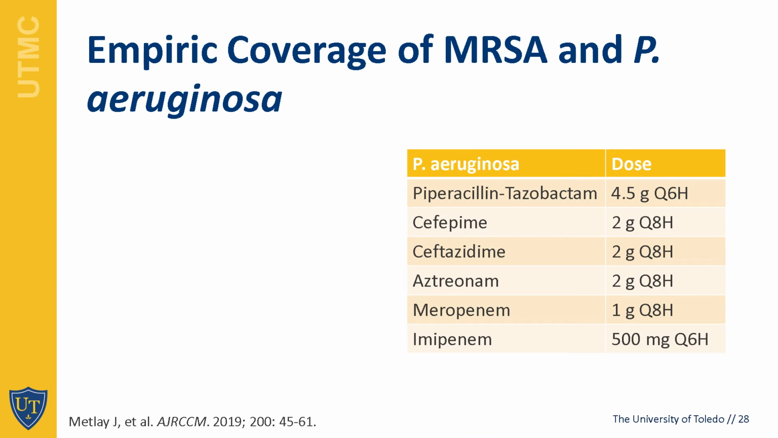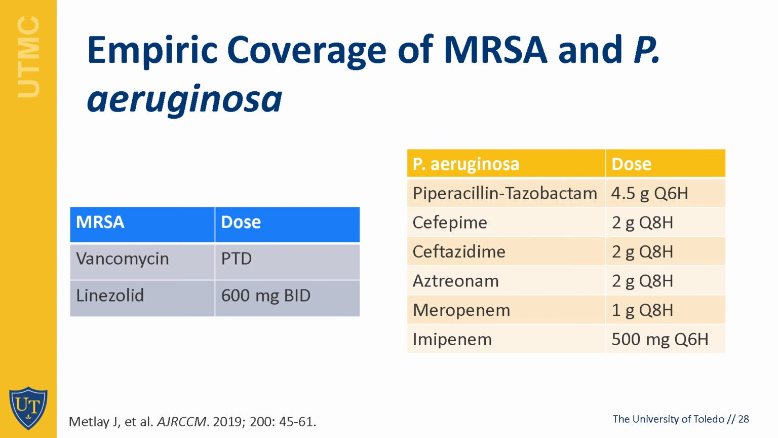For empiric coverage of Pseudomonas, the most common ones that we use are Zosyn or Cefepime. At our specific institution, our antibiogram shows that Cefepime has actually better coverage of Pseudomonas, so we typically would prefer to use Cefepime. Additionally, it's a little more narrow than Zosyn. Also, some physicians worry that Zosyn paired with vancomycin can increase your risk for nephrotoxicity, so it might be better to avoid Zosyn and just use Cefepime if you are worried about that. For MRSA coverage, we can use vancomycin, and you can just use pharmacy to dose, or linezolid.